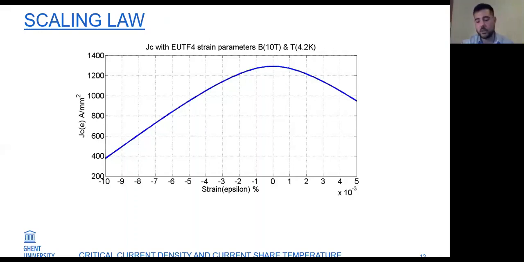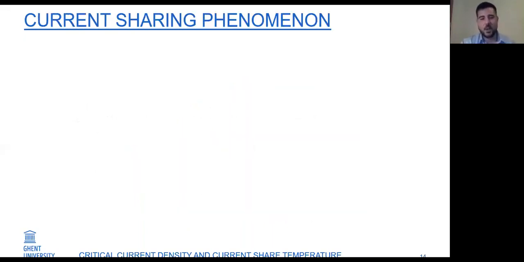And this is the result. If there were no strain, of course, the critical current density would be higher. But because of this strain, it gets lower. And this is the scaling law for the critical current density that depends on the strain function, constant C, magnetic field B, and the small t and b are the normalized temperature and magnetic field.